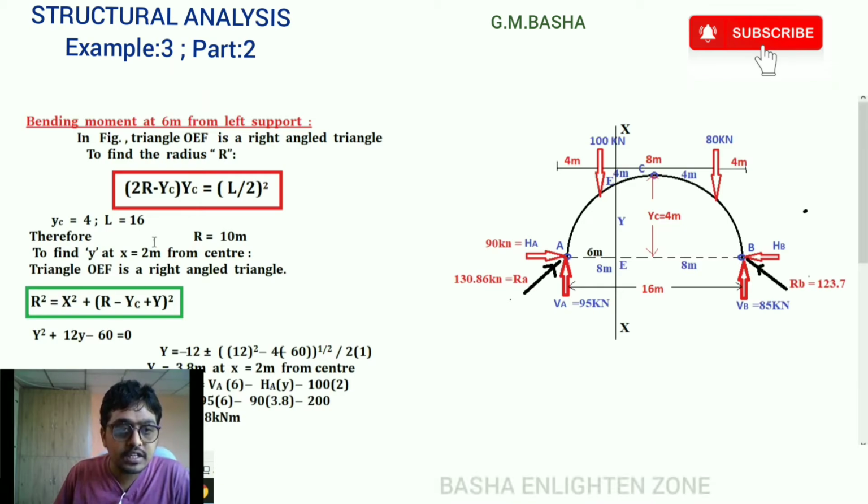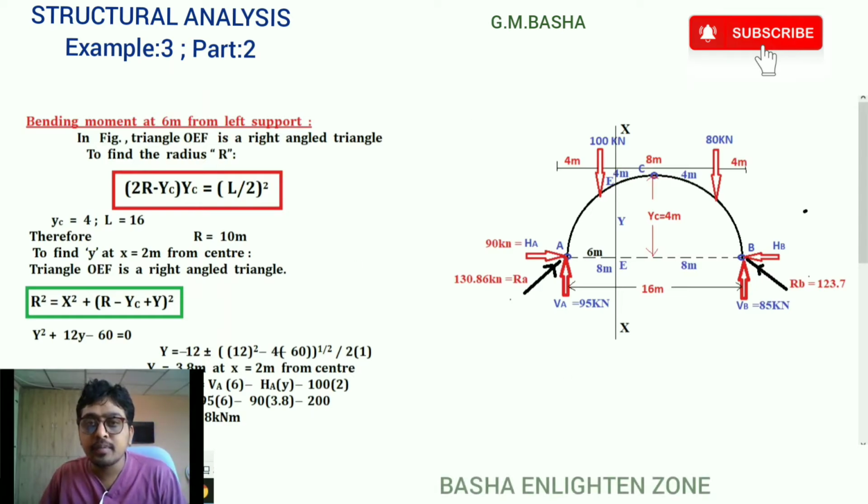First, in this relationship, (2r minus yc) into yc equals (L by 2) whole square. Based on this relationship, we have to find out this r value. See, in the figure, triangle OEF is a right angle triangle to find the radius r. So here the radius is not indicated at all. I will indicate that also.